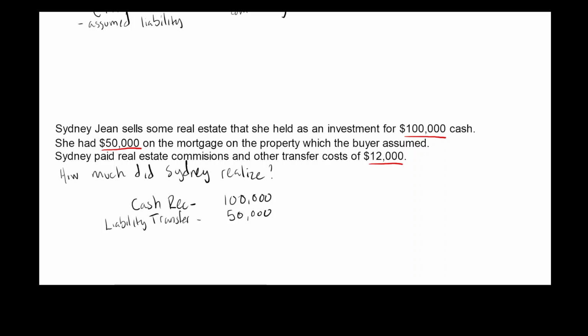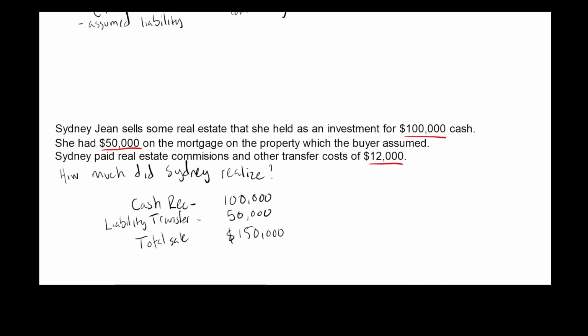So that would mean that her total sale price, all right? So total sale price is going to be $150,000. All right, but we're not done. We're not done. She also had $12,000 in transfer cost, real estate commissions, things that usually accompany a real estate transaction.